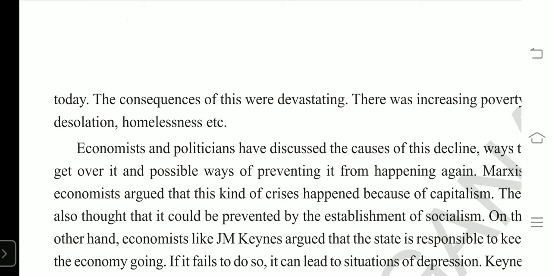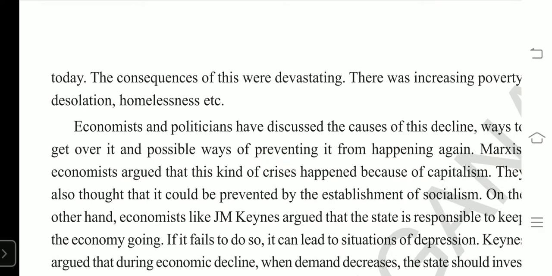This was throughout the world. All the countries faced it except Russia, because Russia followed a separate economic policy. Its market was not integrated with the world market. Understand? In Russia, goods were supplied based on the demand. Goods were produced based on the demand.